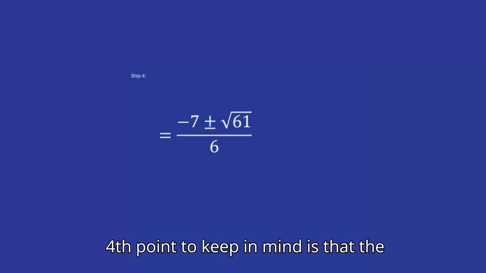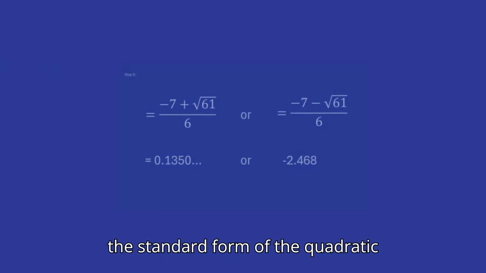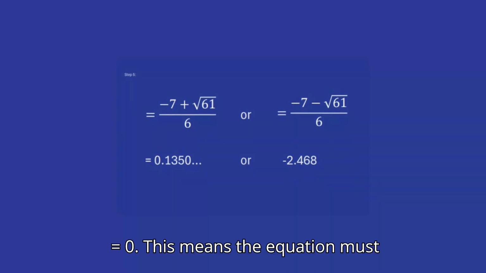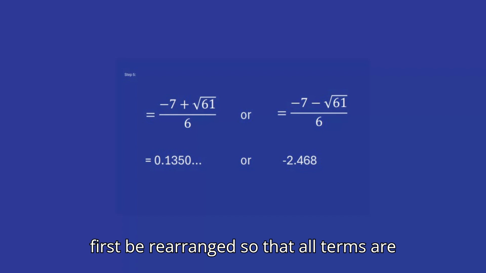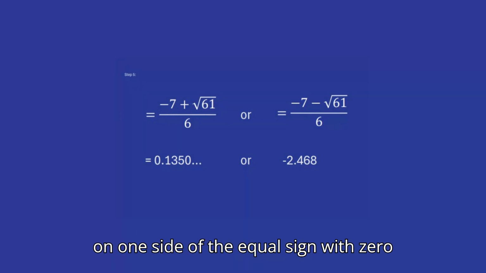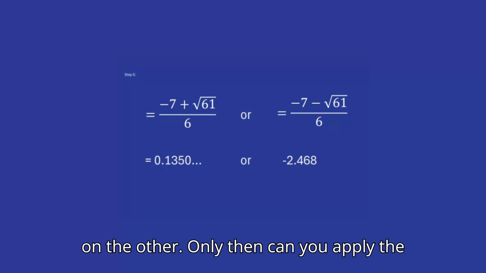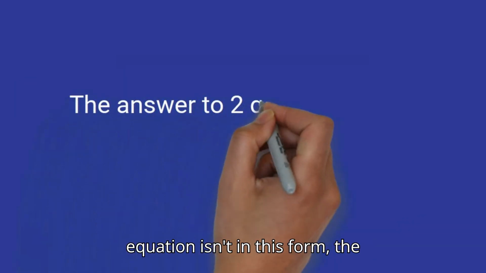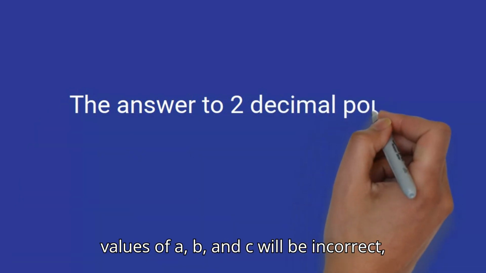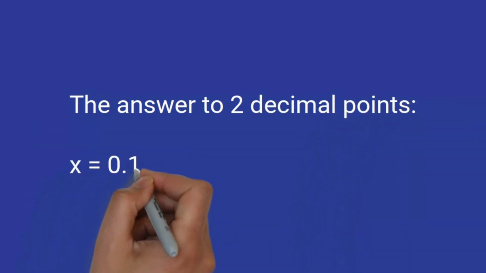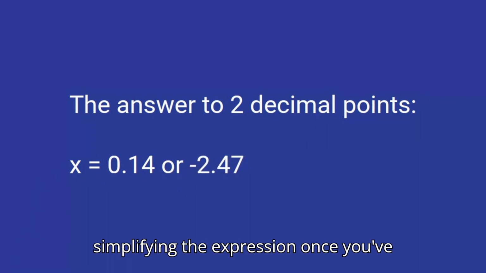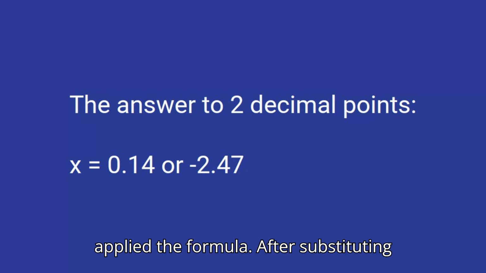The fourth point to keep in mind is that the values of a, b, and c must be taken from the standard form of the quadratic equation, ax squared plus bx plus c equals 0. This means the equation must first be rearranged so that all terms are on one side of the equals sign, with 0 on the other. Only then can you apply the quadratic formula correctly. If the equation isn't in this form, the values of a, b, and c will be incorrect, leading to an inaccurate solution.